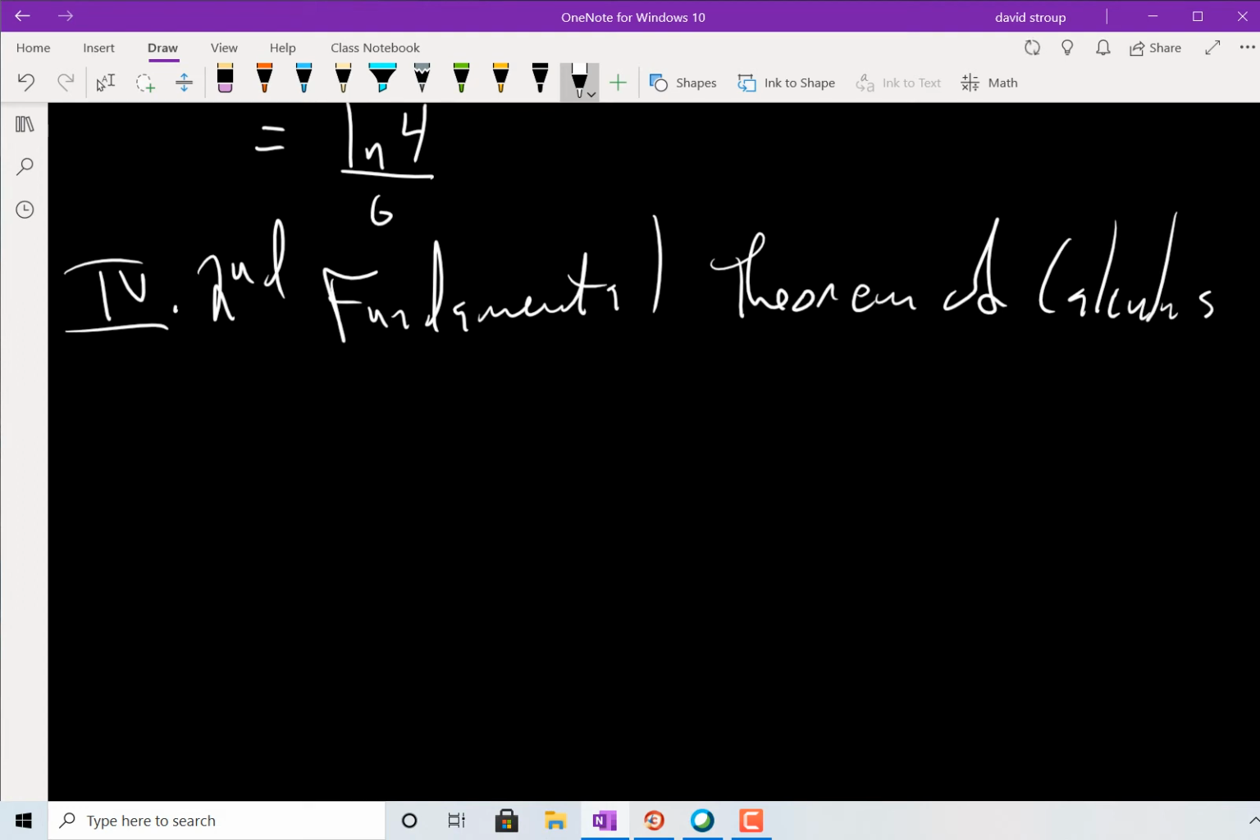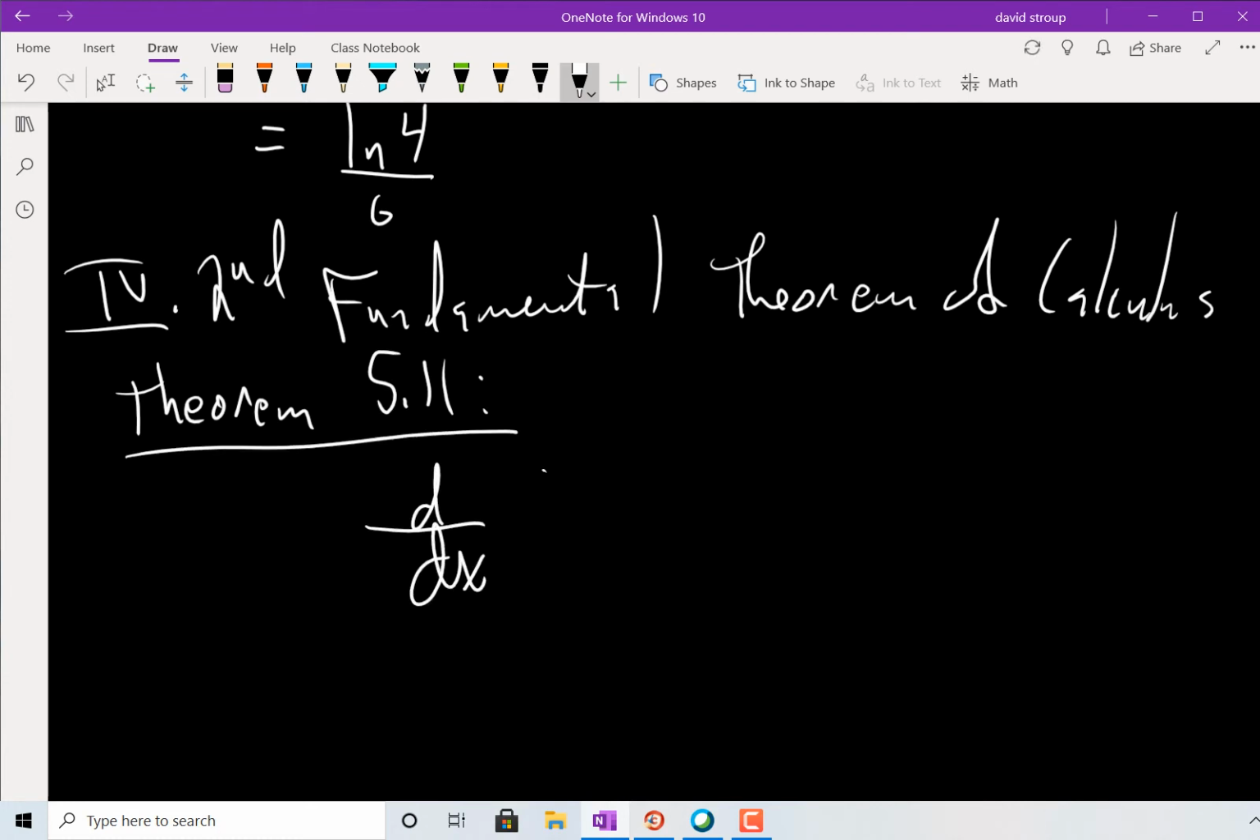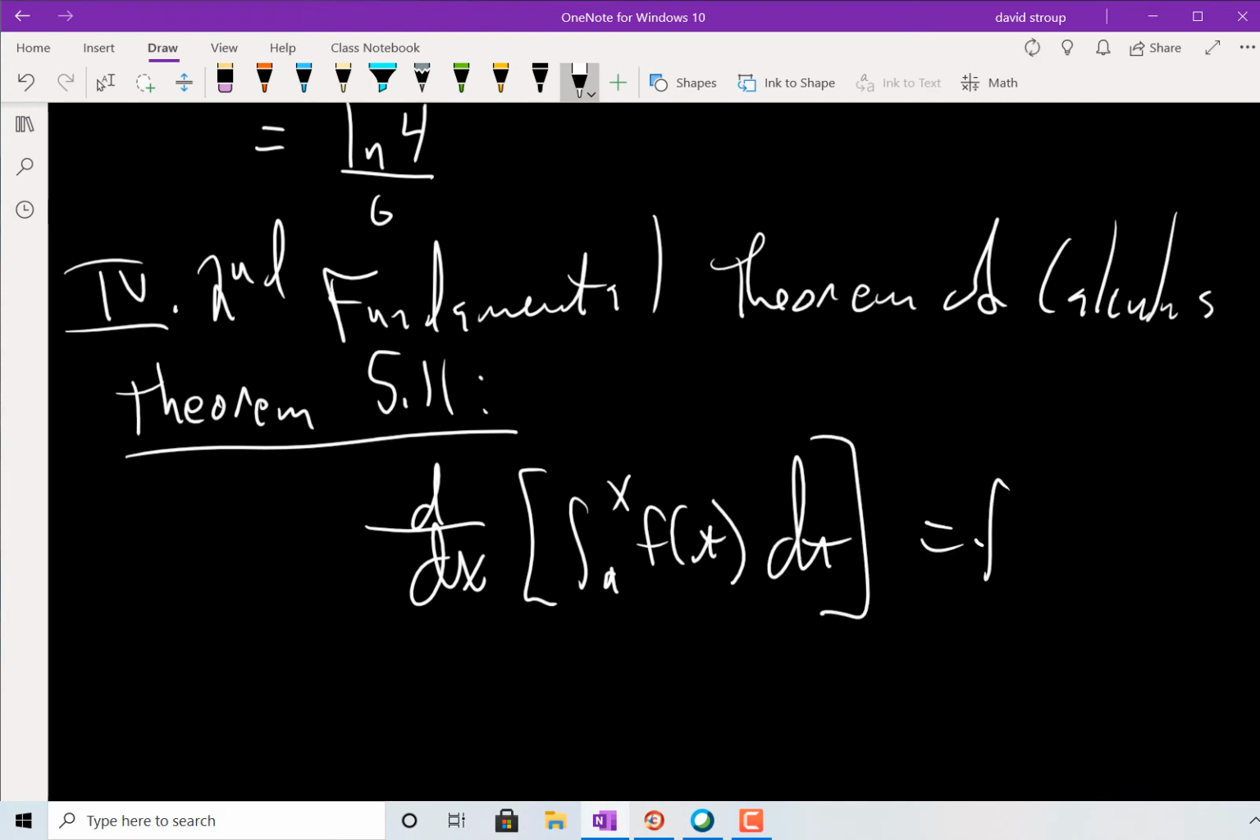And so what this theorem is going to do is relate the derivative of an integral to the idea that they're kind of inverses of each other, right? So what's going to happen in the theorem, and we could actually write it out, hey Dave, what is the theorem? So let me give that to you. Theorem 5.11. It says that basically the derivative with respect to x of this definite integral from a to x of f of t dt is going to equal just f of x.